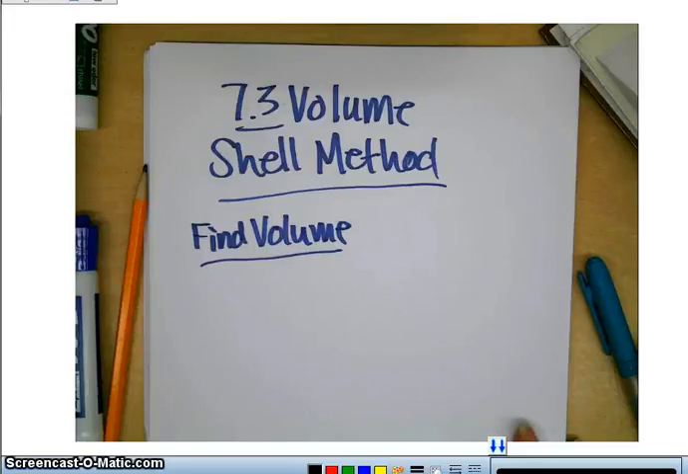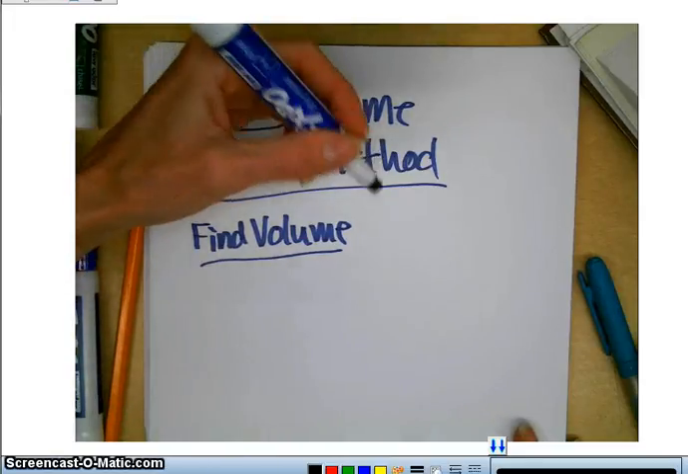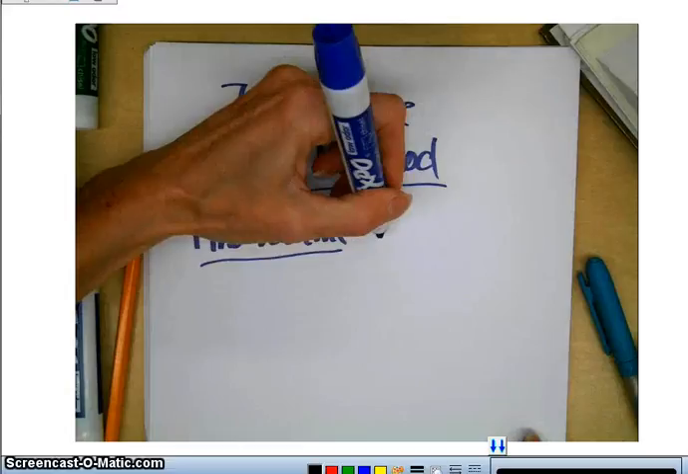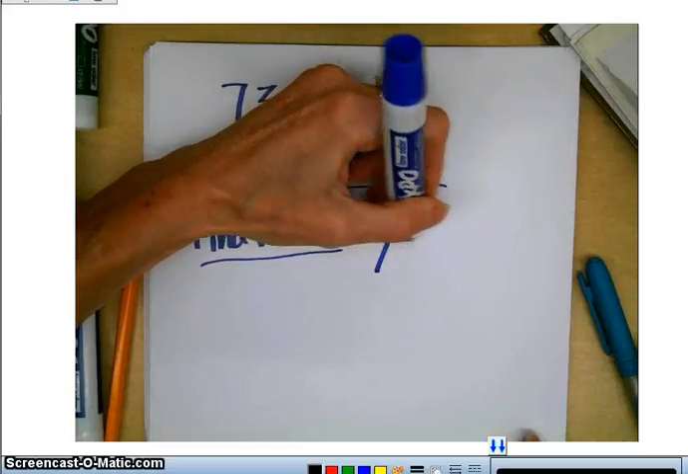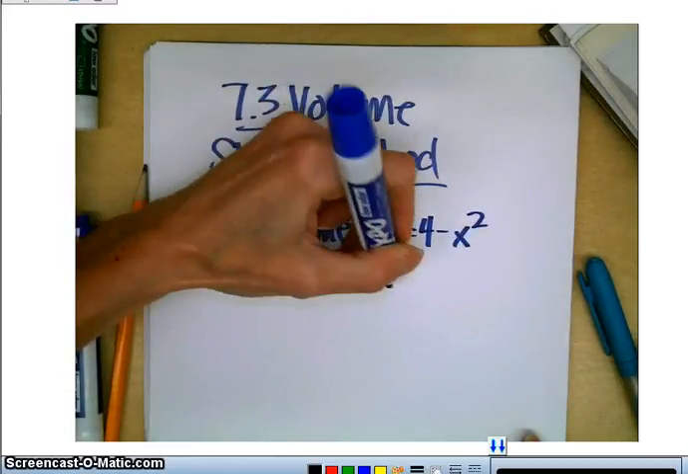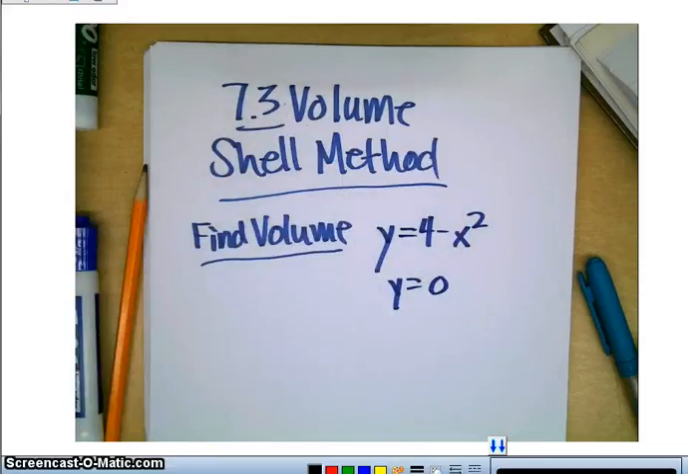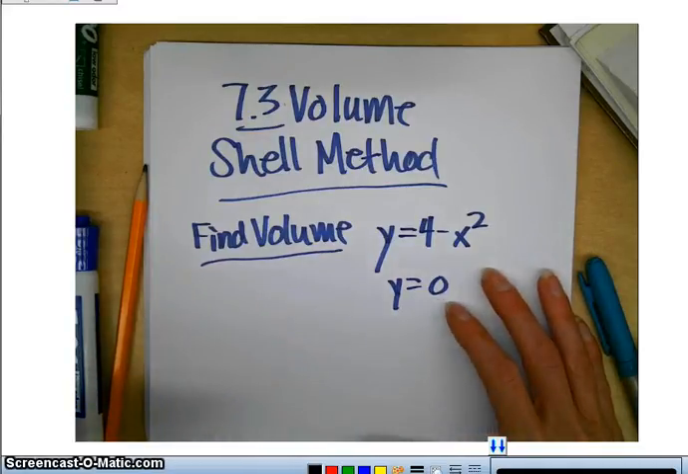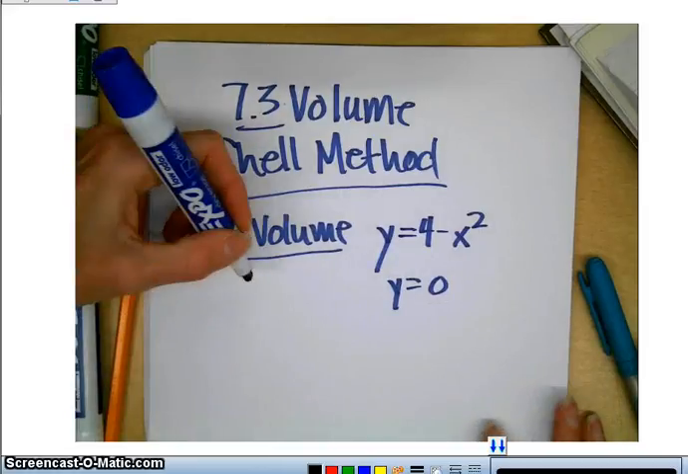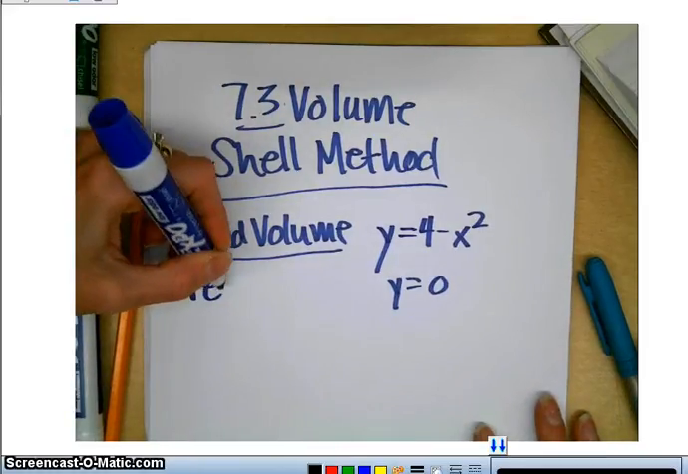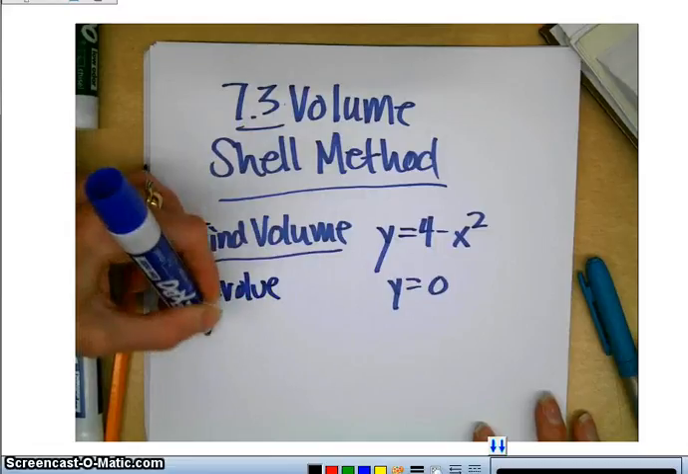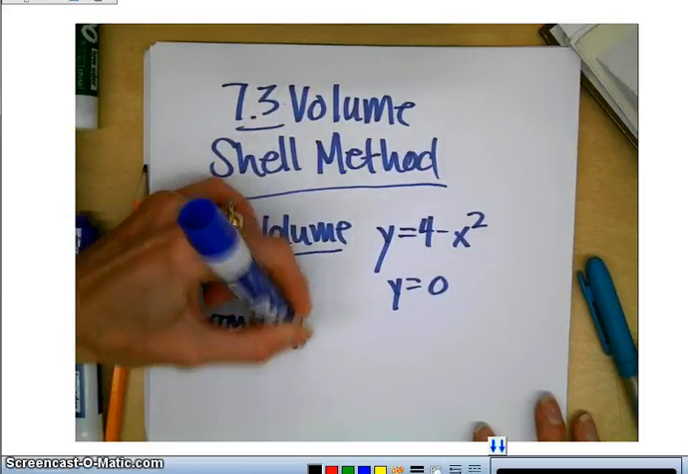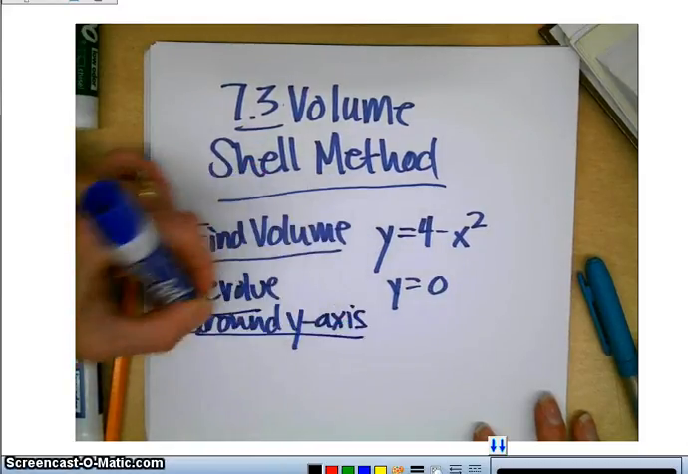And the function that I have, I want to find the volume using the shell method, and my function is y equals 4 minus x squared and y equals 0. So I want to find the volume of the solid that would be formed if I revolved this shape around the y-axis. Okay, and this is just a different method.